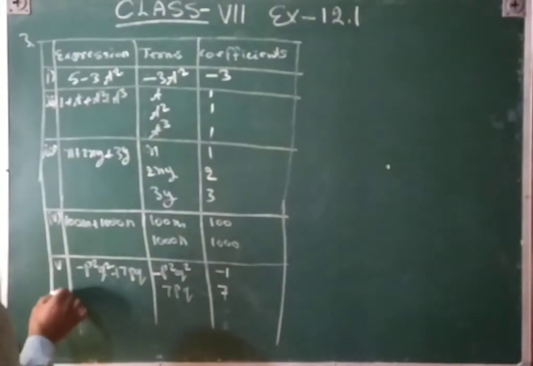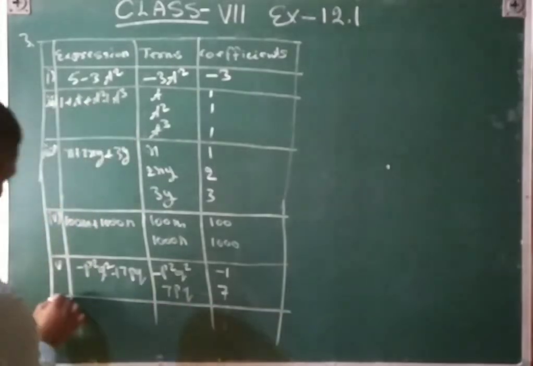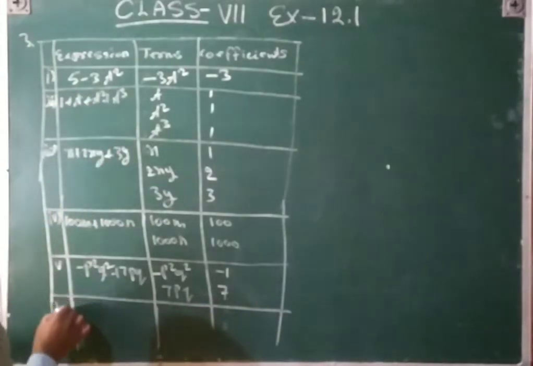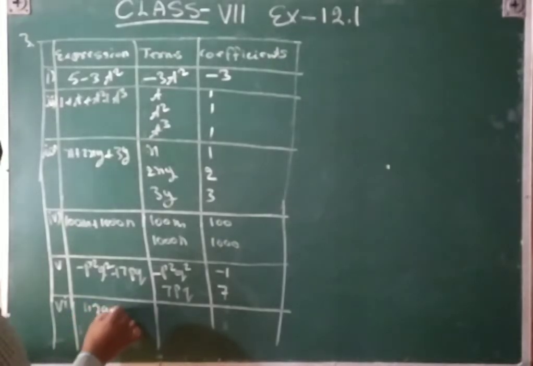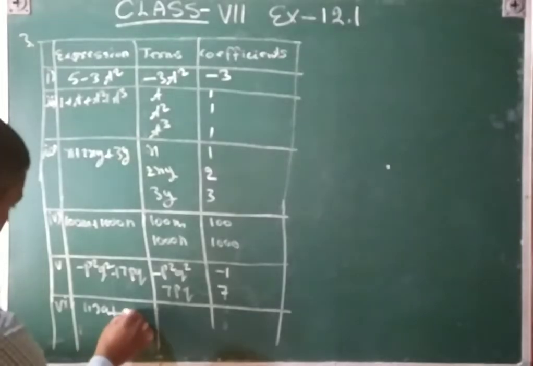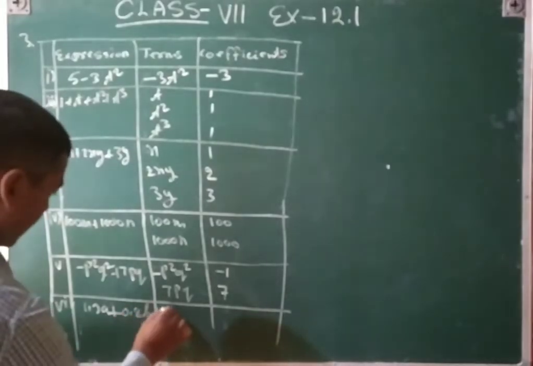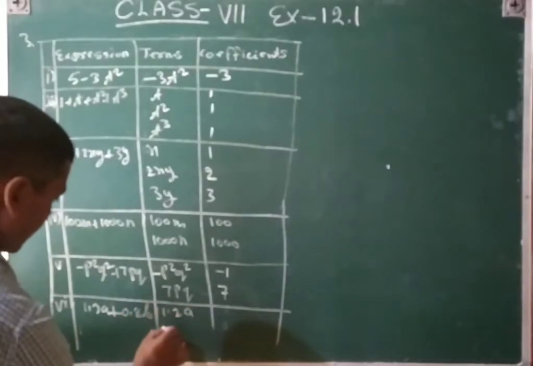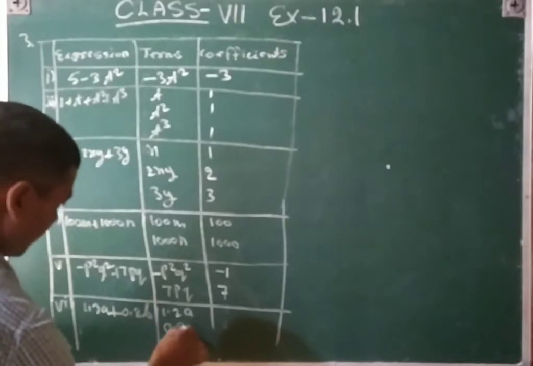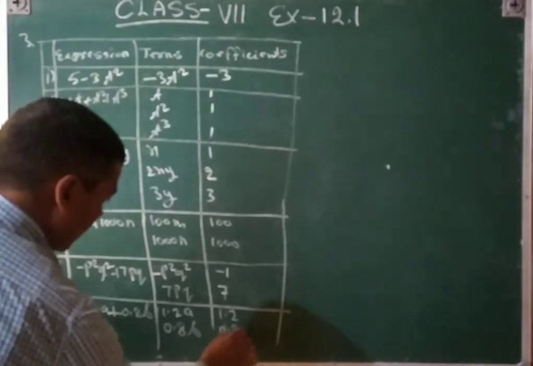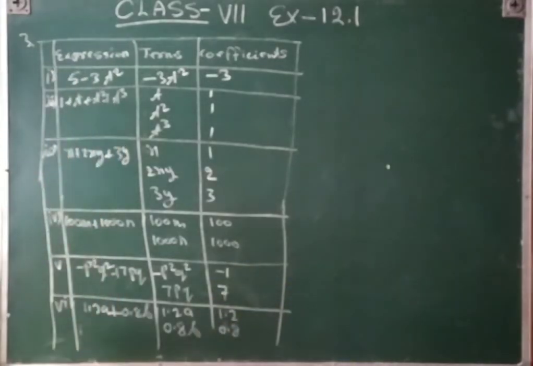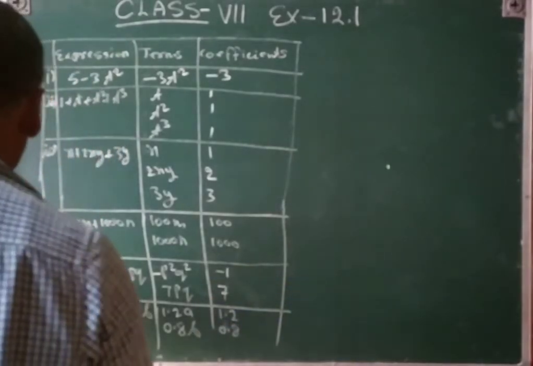See the sixth part also. Sixth part is 1.2a plus 0.8b. So 1.2a is the first term, the second term is 0.8b. So that is 1.2 and 0.8. This is the coefficient. The other part you can do, no problem will be there.